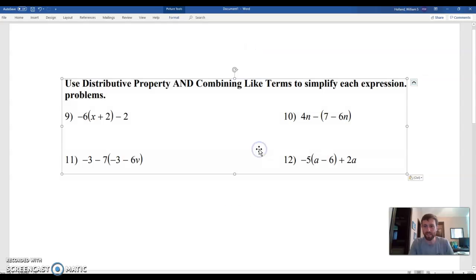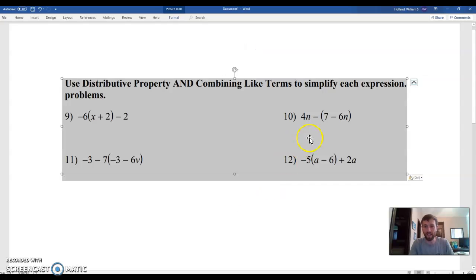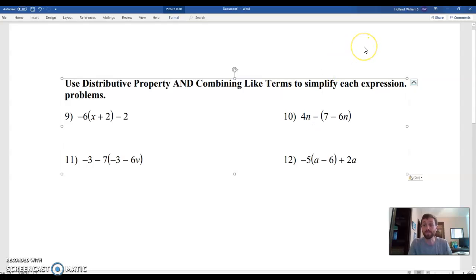I don't know why this is, there we go. Why is it highlighted? Okay, anyway.